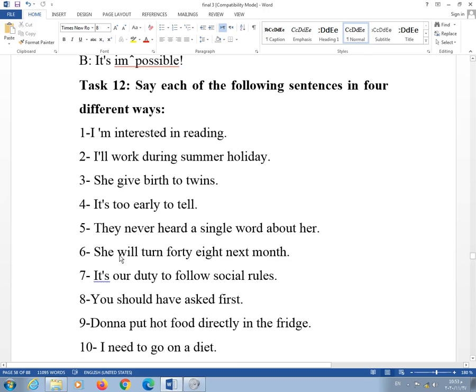5. They never heard a single word about her. Falling. Rising. They never heard a single word about her. Falling-rising. They never heard a single word about her.